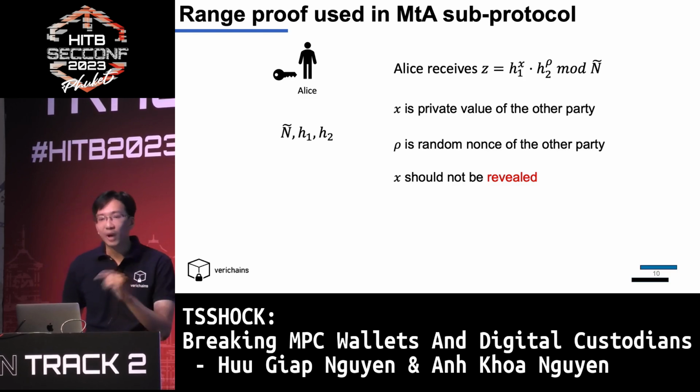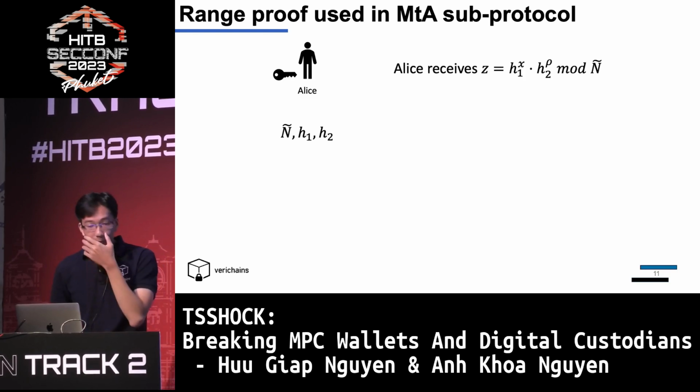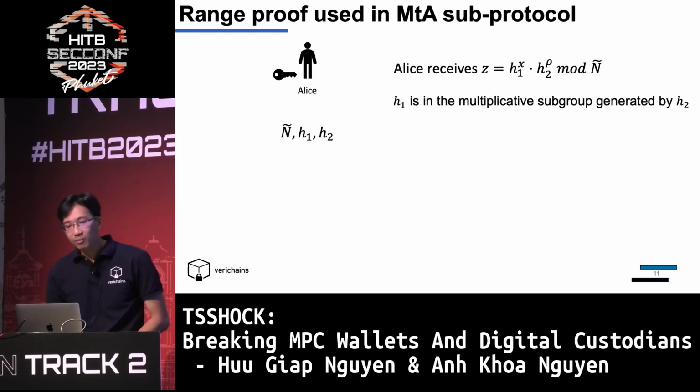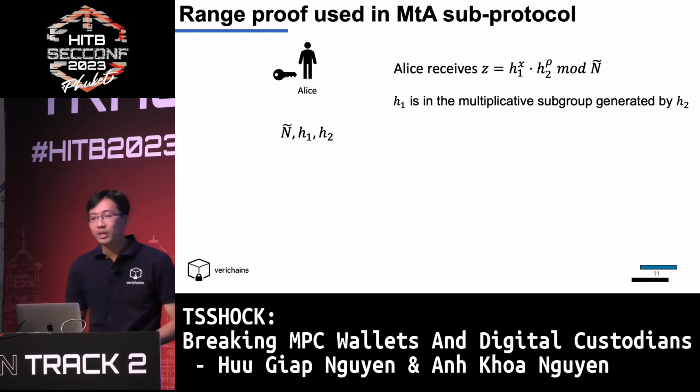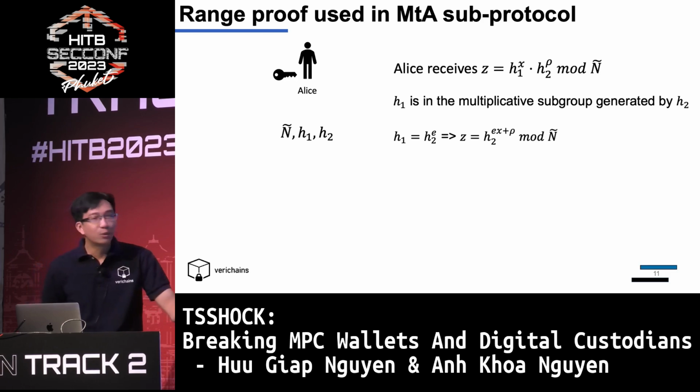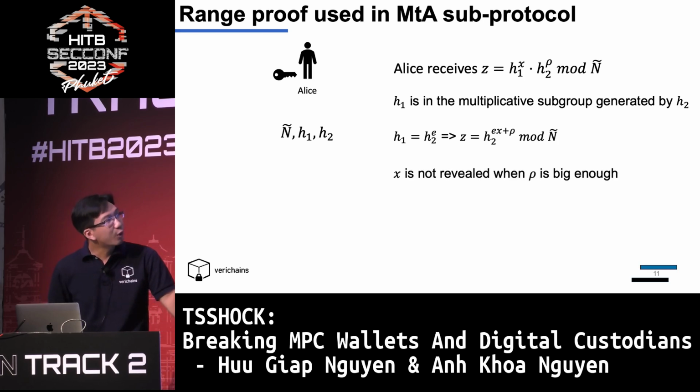So how do we do this? Well, there's a lot of ways to do this, but in the protocol, it says that H1 must be in a multiplicative subgroup generated by H2. So what does that mean? That means H1 is equal to H2 to the power of some E. And then Z will be H2 to the power of EX plus a random rho, mod N tilde.